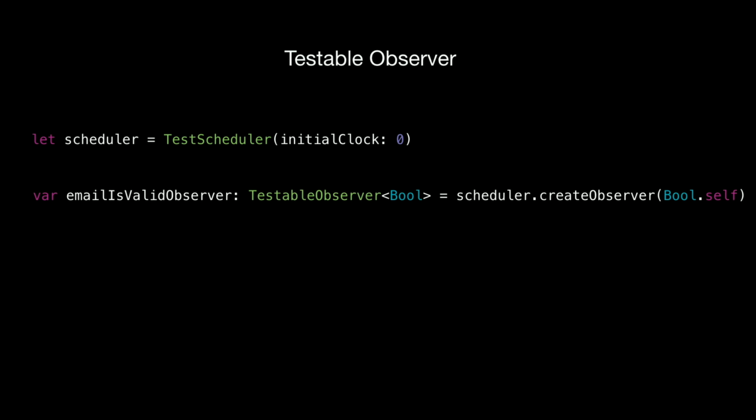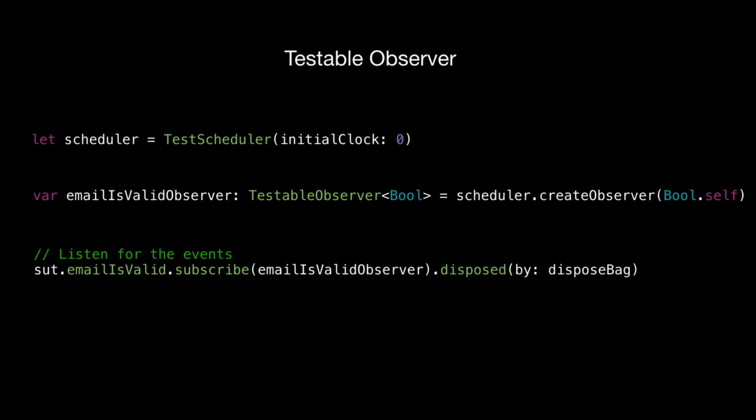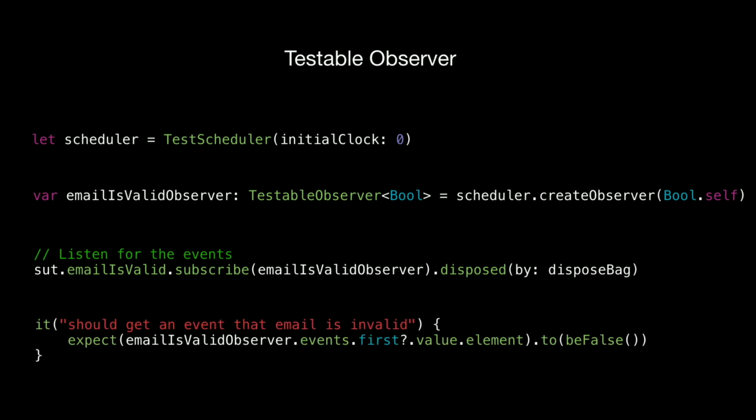By using a test scheduler, we can use a testable observer. The advantage of a testable observer is that it exposes an events element which we can use in order to validate our events. So we initialize the test scheduler with a virtual time 0, and then we use the scheduler to create the testable observer. Then we subscribe the output observable to that observer in order to take the events emitted by those observables and validate them. So by using the events property of the observer, we get the events and we validate them.